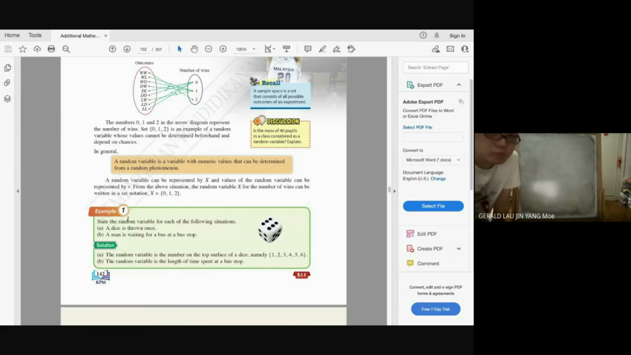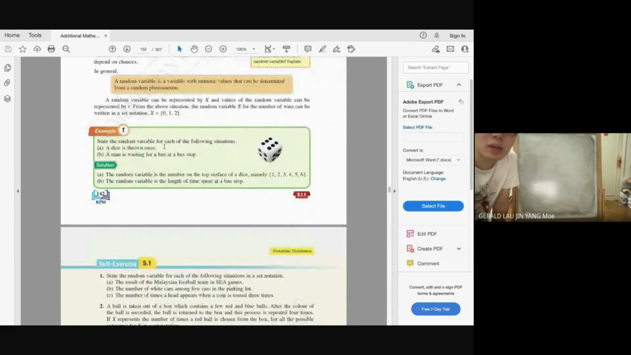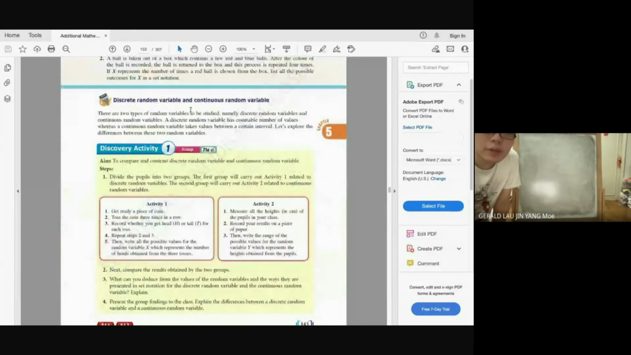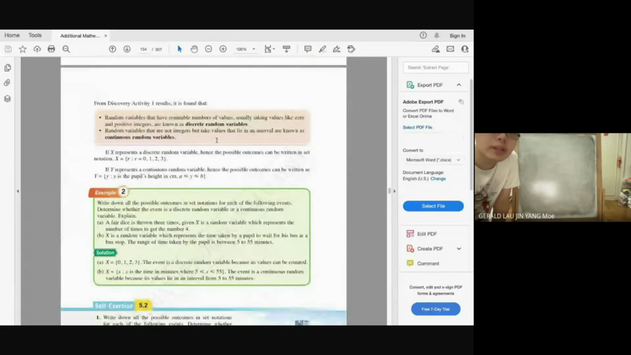A man is waiting for a bus at a bus stop. The random variable is the length of time spent at the bus stop. Normally, in the exam they won't come out so hard. They'll come out with the dice only. Discrete random variable and continuous random variable. You are already introduced to discrete and continuous. Discrete means it's single like that, 1, 1, 1, 1. Continuous means it's continuing like that. What do I mean?